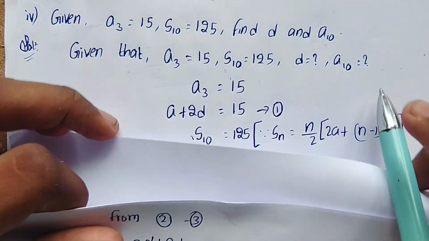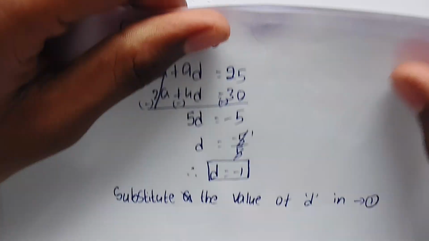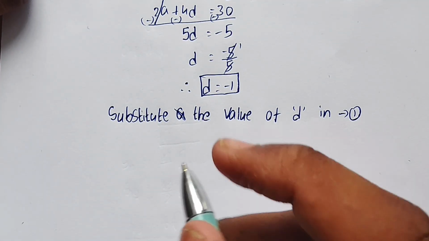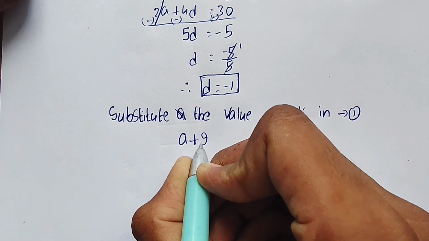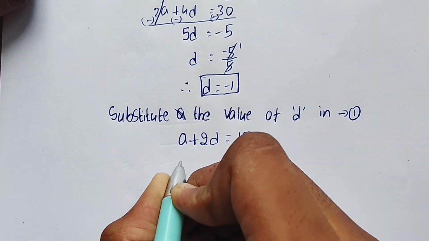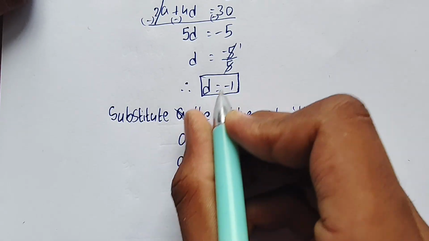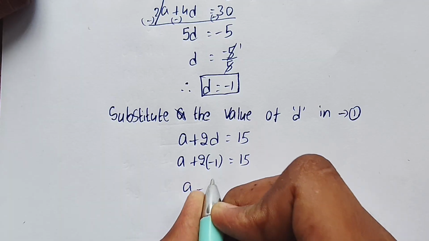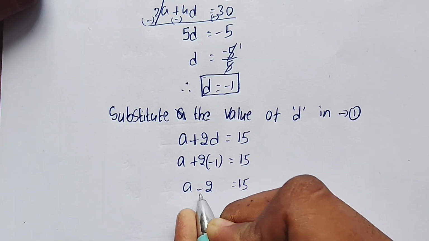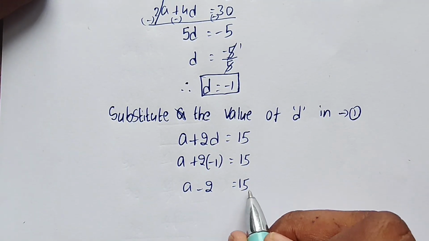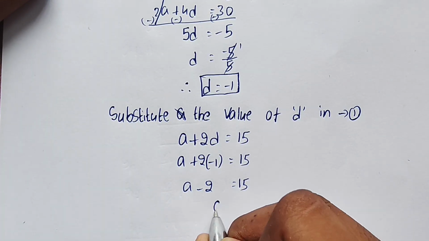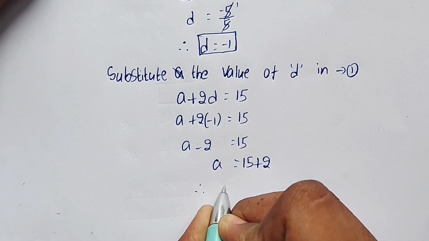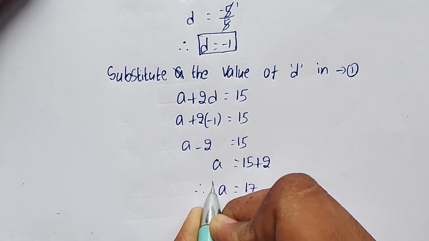We know equation 1. What is equation 1? a plus 2d equals 15. So a plus 2 of d, which is minus 1, equals 15. a plus 2 into minus 1, minus 2, equals 15. If we transpose minus 2 to the right side, it becomes plus 2. So a equals 15 plus 2. Therefore, we got the value of a equals 17.